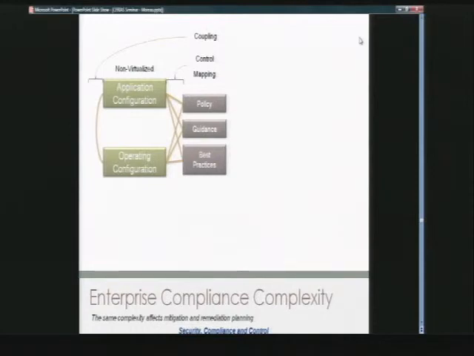So let's compare non-virtualized environments, and this is the last slide I'll dive into to open the floor for questions. Non-virtualized environments to virtualized environments. In the non-virtualized environment, we always had to pay attention to applications and operating systems. More than that, we mapped our policies, external guidance from NIST, SANS, CERT, from anybody, and best practices into the configurations of these things so that I did the best I could do, and I made sure I met regulatory mandates and was consistent with my own policies.